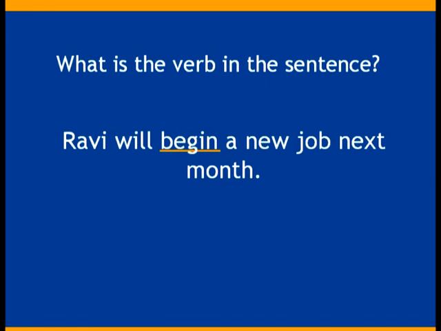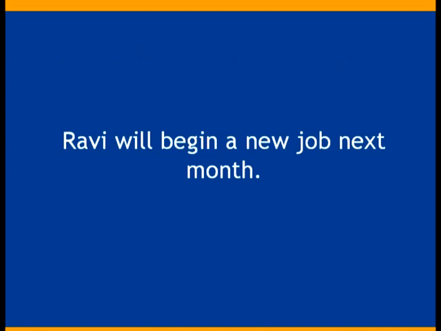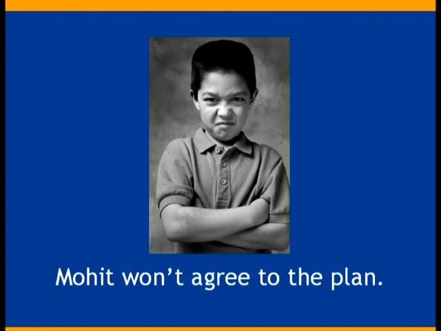Look at one more example. Here the auxiliary is different. Can you identify the different parts of the sentence? Mohit won't agree to the plan. What is the subject? How about the verb? What auxiliary helps the verb in this sentence?